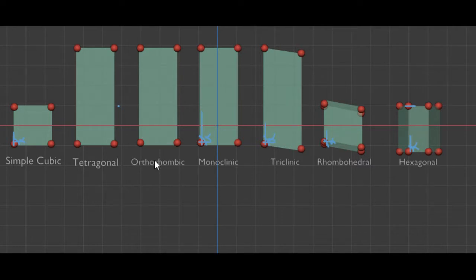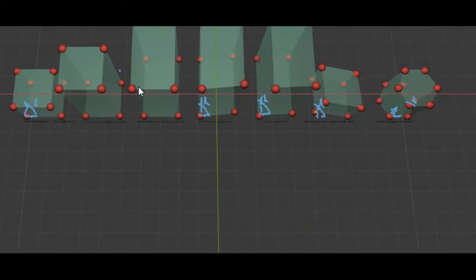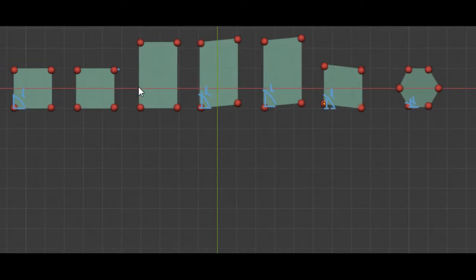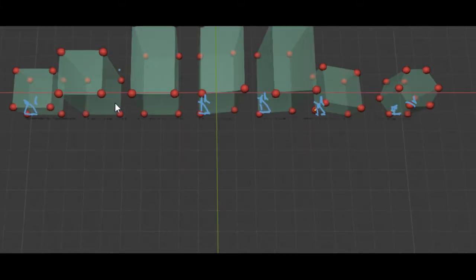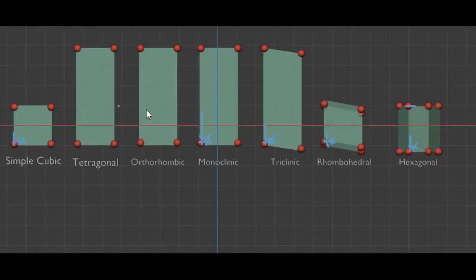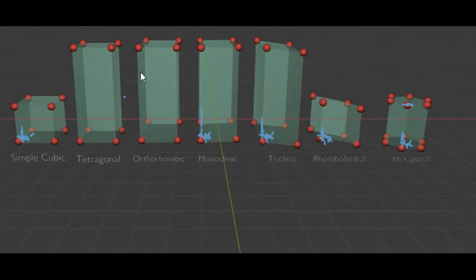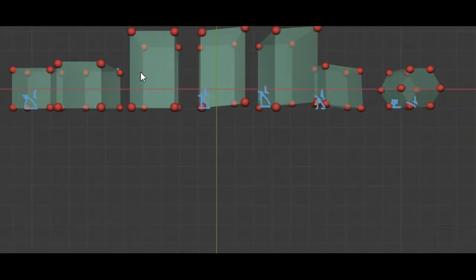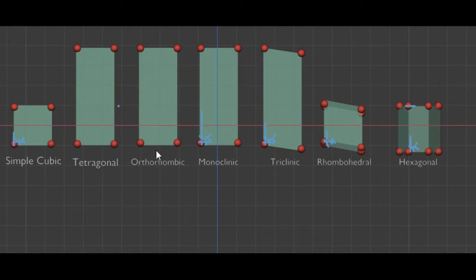Coming to the next one, that is the orthorhombic lattice. Now this looks similar to tetragonal from the front view, right? However, if I tilt it a little bit to have a look from the top, this side is also different as compared to tetragonal. So basically in the orthorhombic lattice, all three sides are unequal, the lengths are unequal. However, you can still see that all angles are 90 degrees.